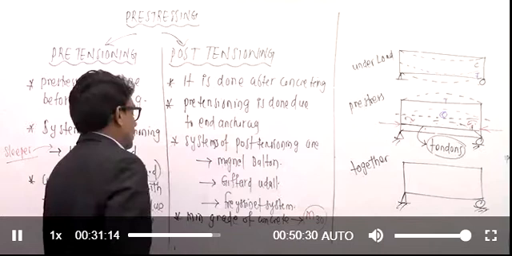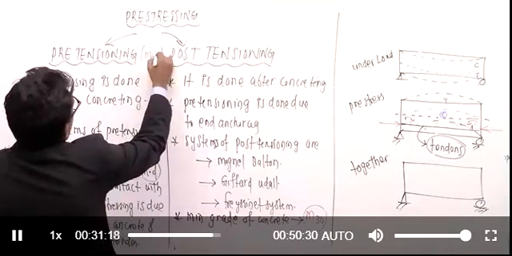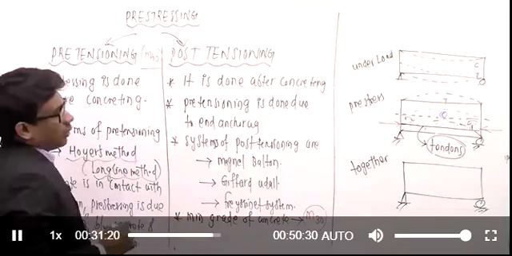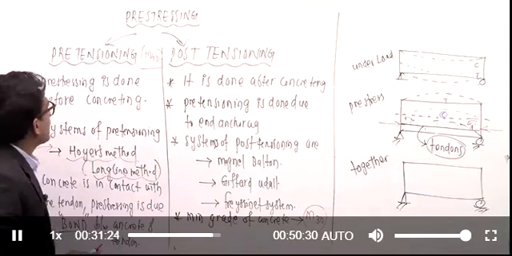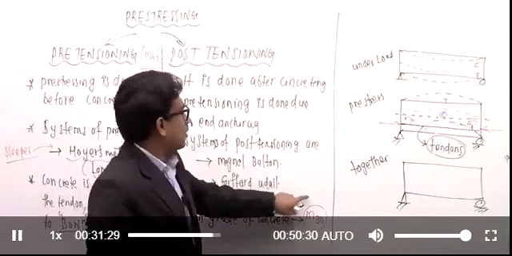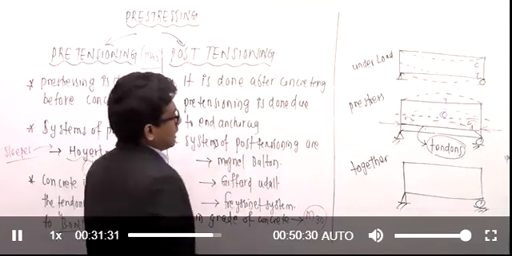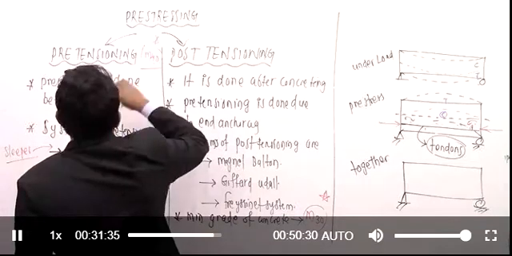M30 grade concrete is required for post-tensioning, and for pre-tensioning you need a minimum grade of M40. Sorry, M40 for pre-tensioning, and M30 grade concrete is required for post-tensioning. This is very, very important. You can expect many questions from these two concepts.